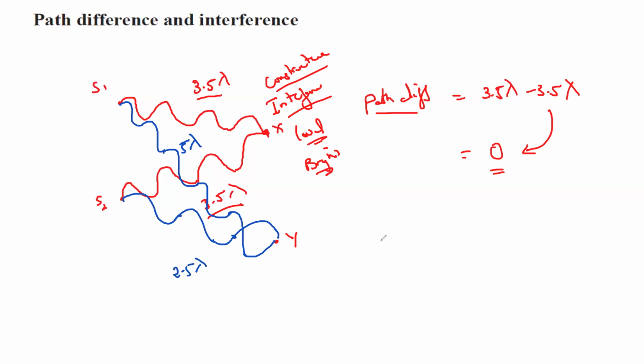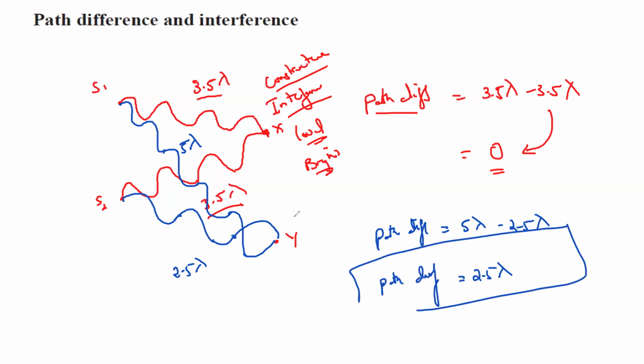So what is the path difference here? If I work out the path difference in terms of wavelength, 5 wavelengths minus 2.5, the path difference is 2.5. Whenever we have a path difference of a half wavelength, it means the crest of one wave is joining with the trough of another. Whenever the path difference is a fraction like 1 by 2, 3 by 2, 5 by 2, like 0.5, 1.5, 2.5, 3.5, what kind of interference do we have? We will have a destructive interference.